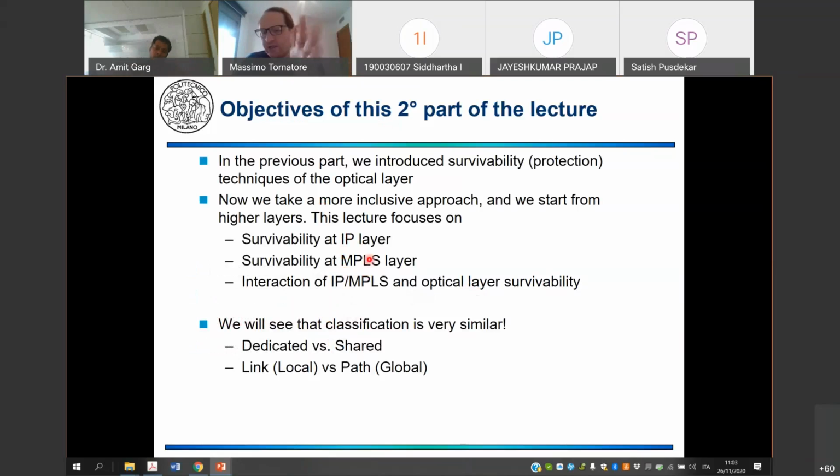I will quickly talk about IP layer and MPLS layer survivability, but especially I will talk about how they interact when you have together the optical layer survivability and the IP MPLS layer survivability. We will see that the survivability, especially at MPLS layer, is very similar to the survivability of the optical layer. So you have dedicated, shared, link, path, it's the same concept.